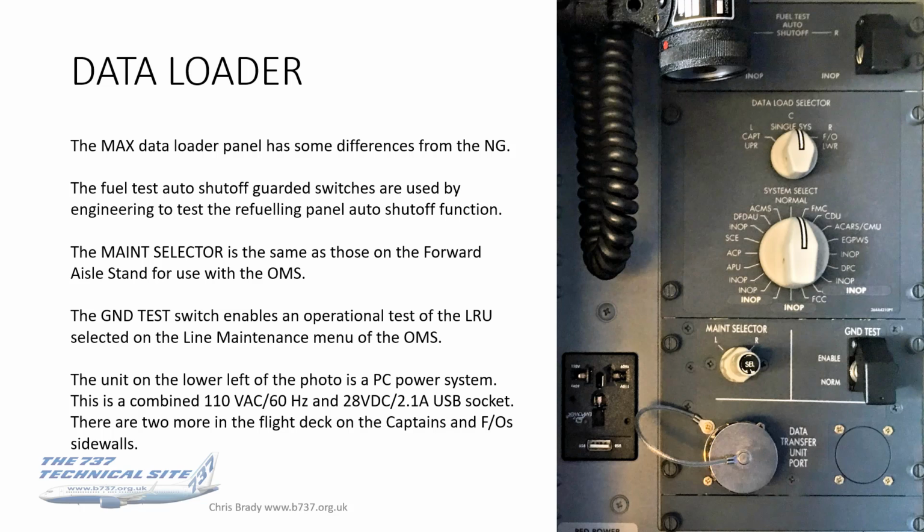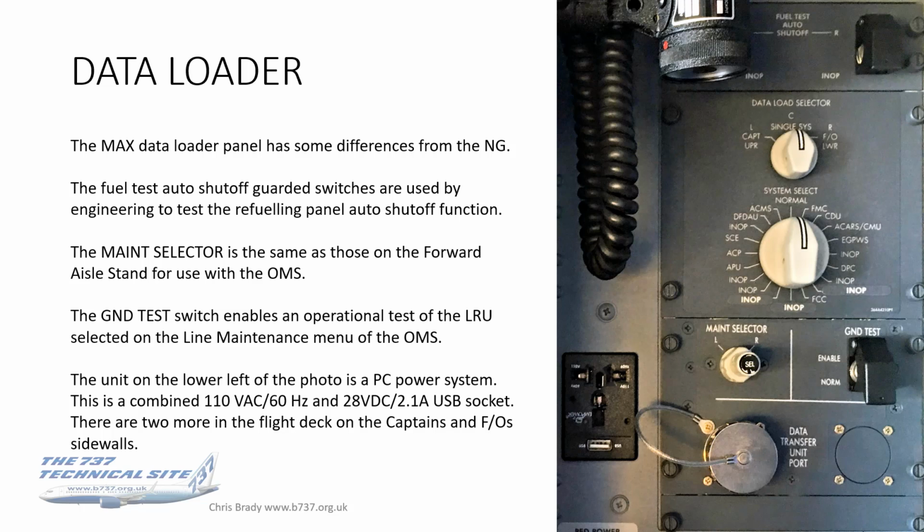The data loader, if you've forgotten where it is, is just above and to the right of the jump seat on the flight deck. So as you open the flight deck door, it's immediate right. It looks at first glance quite similar to the NG one, but there are some differences. The fuel test auto shut off guarded switches are there for the left and right system. They're used by engineering to test the refueling panel.